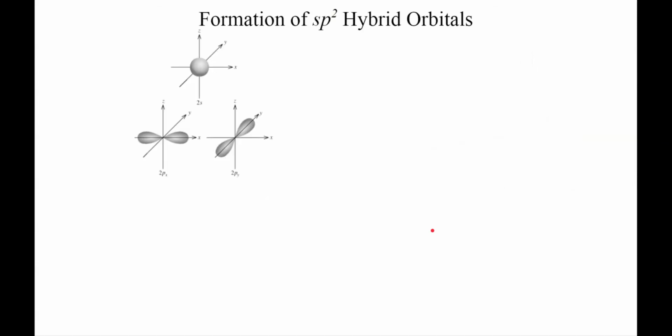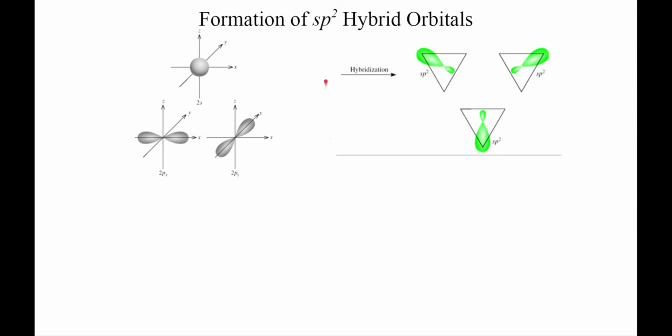So we can go ahead and look at some few other examples. So if we look at boron, it has 3 valence electrons, and we said it has an incomplete octet.